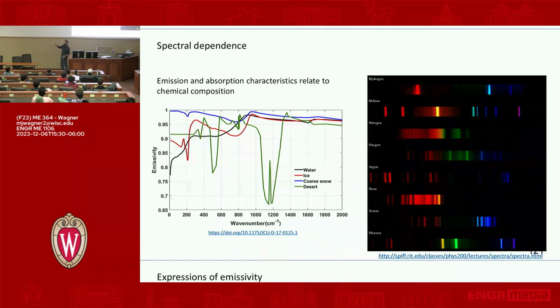And it's not just by looking at the total color, it's looking at the spectral dependence of these different surfaces. What you see here is some pretty significant variation. For example, sand, here we see the desert, this green line. You see some big characteristic dips in the emissivity as a function of wavelength at certain places. Likewise for ice, you can see maybe at the lower wavelengths you have lower emissivity. So there are these characteristics.